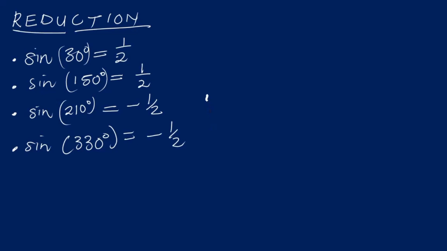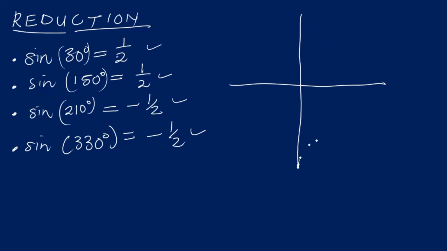Now, what's happening here? Why are all these sine functions giving us halves? Some halves are positive, some halves are negative. Now, the trick is here, guys. Whenever you have a Cartesian plane, you know that this is your 90 degrees.